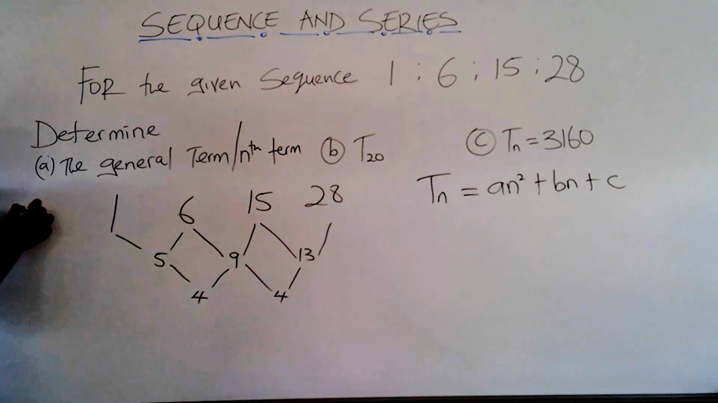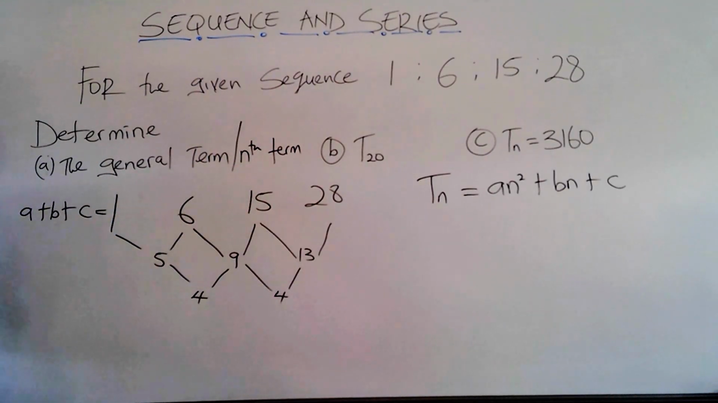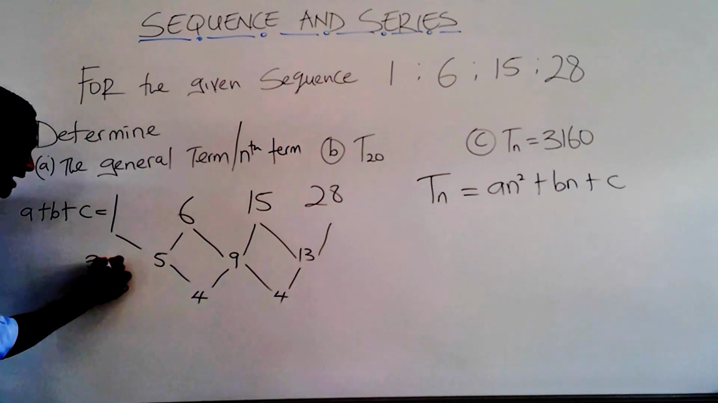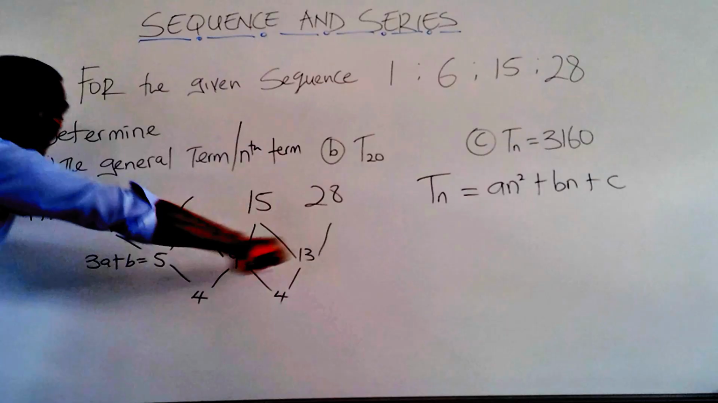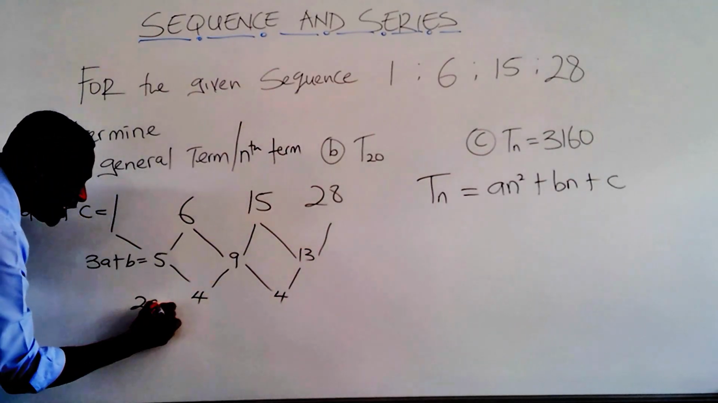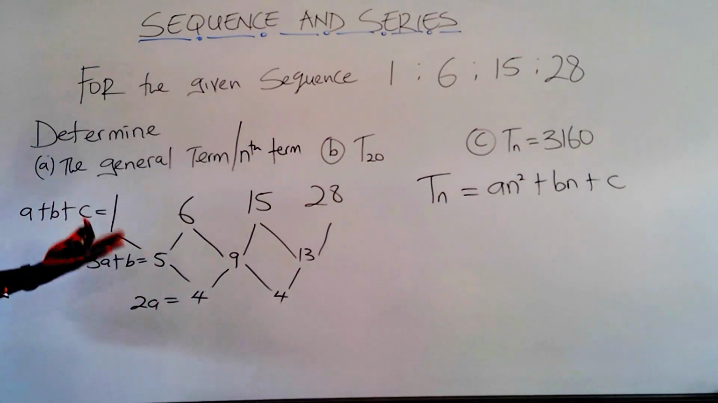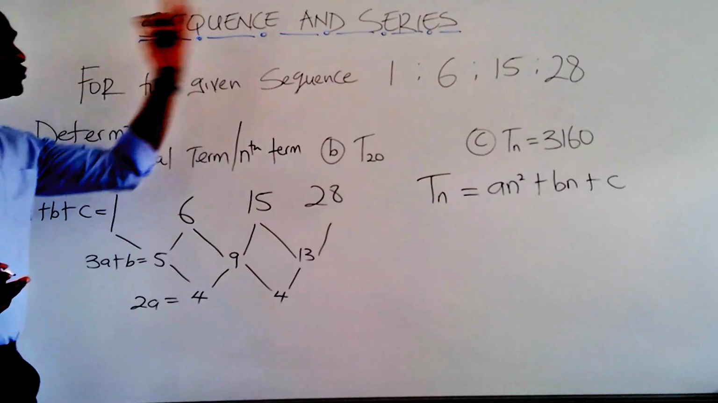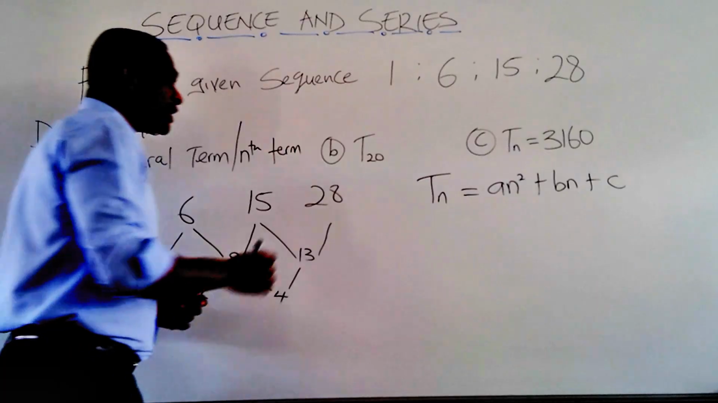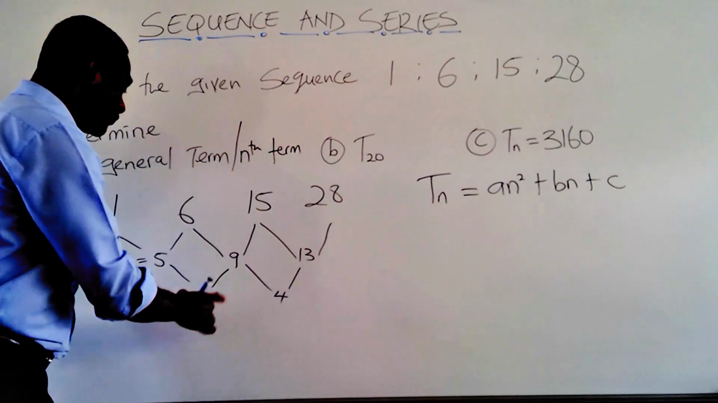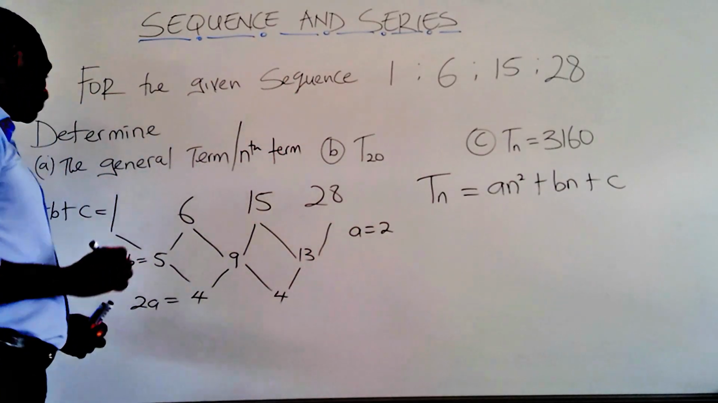So here we have that a plus b plus c will always be equal to our first term. Then we have 3a plus b will always be equal to the first term of the first difference. And then 2a will always be equal to the second difference. So with this, we can get our a, b, and c, sub it in, and then we can have our general term. Now, if 2a is equal to 4, that means a will be equal to 4 divided by 2, which is 2.